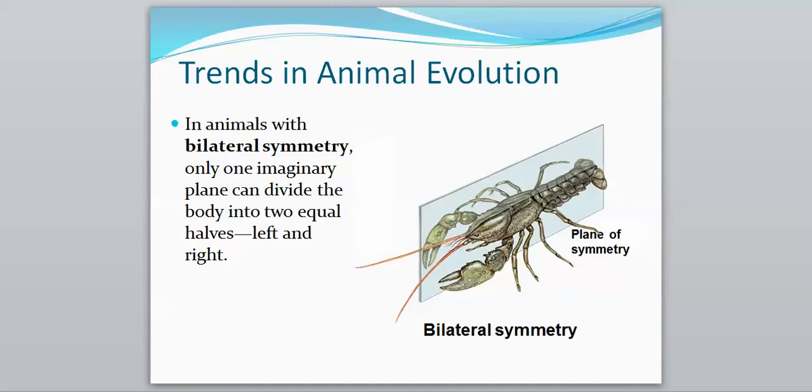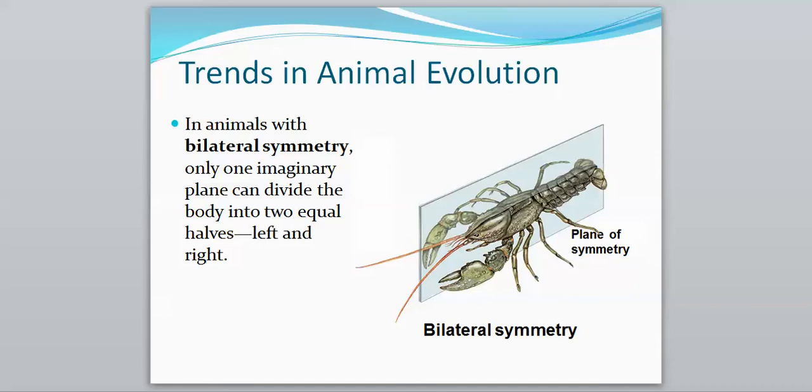Our other type is known as bilateral symmetry, and this is when only one imaginary plane can divide the body into two equal halves, the left and the right. If we look, we have a lobster on the left. If we try to change that line in any way, shape, or form, the lobster would not be perfectly equal on both sides. And humans follow this bilateral symmetry as well.